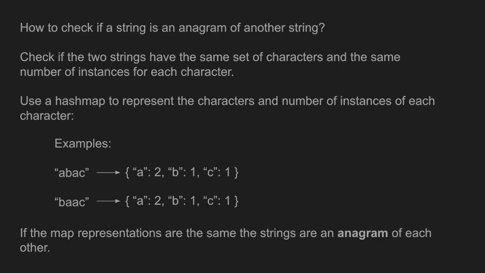For a given string, we can iterate through all of its characters and create a map from each character to the number of instances that the character appears in the string. For example, ABAC would map to A pointing to 2, B pointing to 1, and C pointing to 1. And if two strings have the same map representation, then they are anagrams of each other.